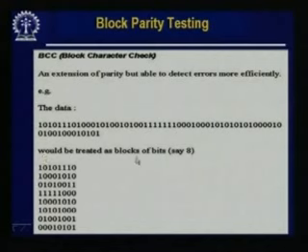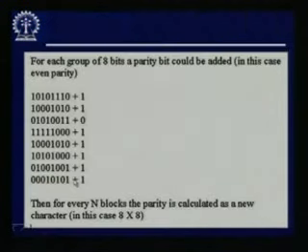For each group of 8 bits, a parity bit can be added, in this case let us say even parity. My first 8 bits were 1 0 1 0 1 1 1 0. For even parity there are 5 ones here, so I have to add a 1. There are 3 ones here, so I add a 1. There are 4 ones here, so I add a 0. This way for each block of 8 bits we add a parity bit. Then for every n blocks the parity is calculated as a new character, in this case 8 into 8. So this is how it goes.